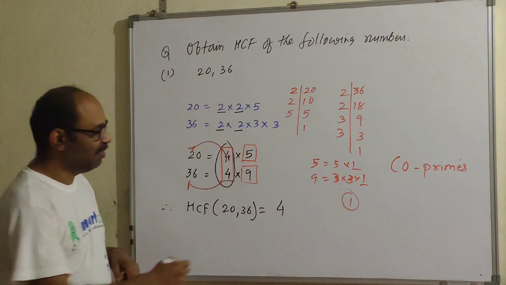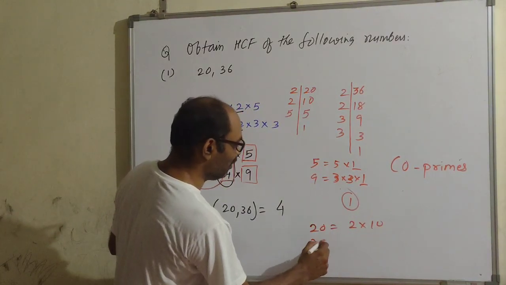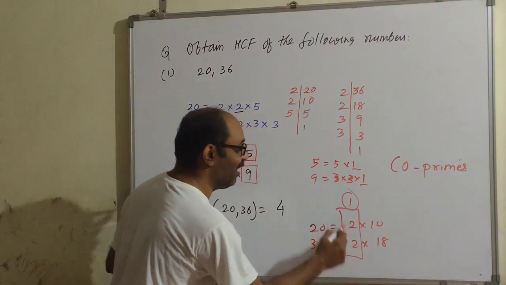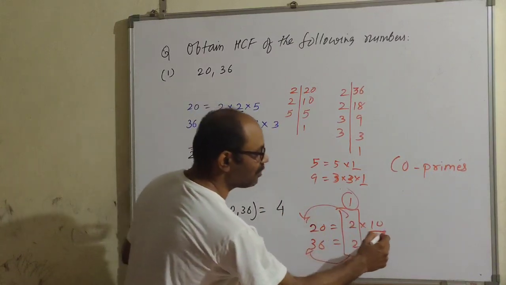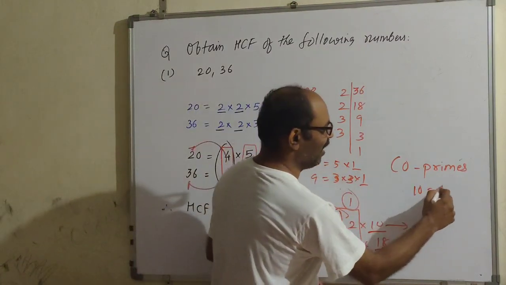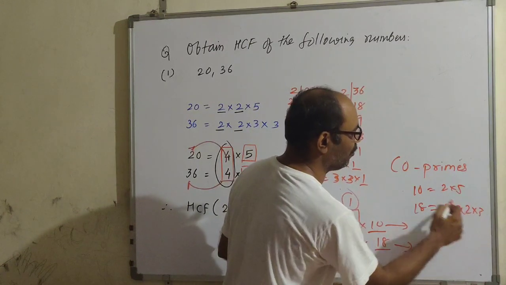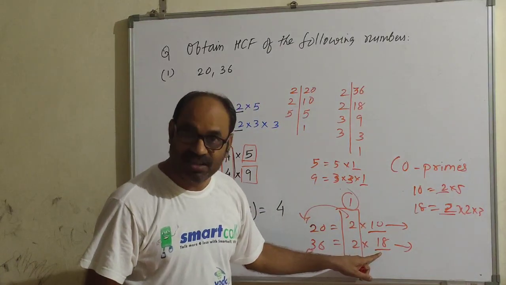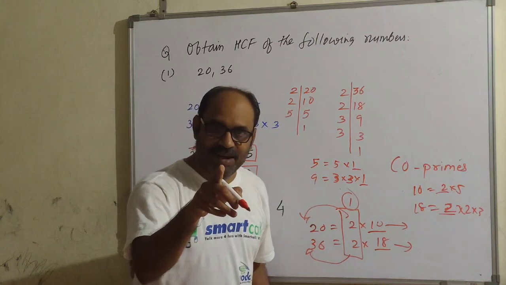Children, what I mean to say here, suppose 20, if I write 2 into 10, that is correct. 36, if I write 2 into 18, that is also correct. But here I cannot say 2 is HCF of 20 and 36. Why? Because the other factors, they are not co-primes. Look, 10, that is 2 into 5. 18, that is 2 into 2 into 3. Well, something is common. The HCF of 10 and 18 is not 1. It is other than 1, so they are not co-primes. Are you getting my point?